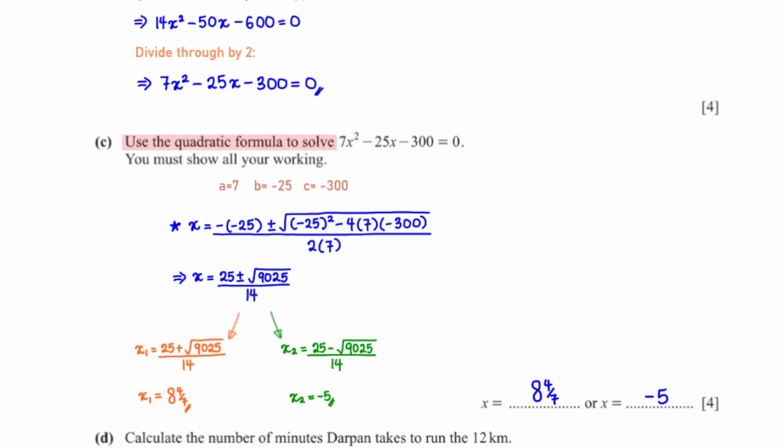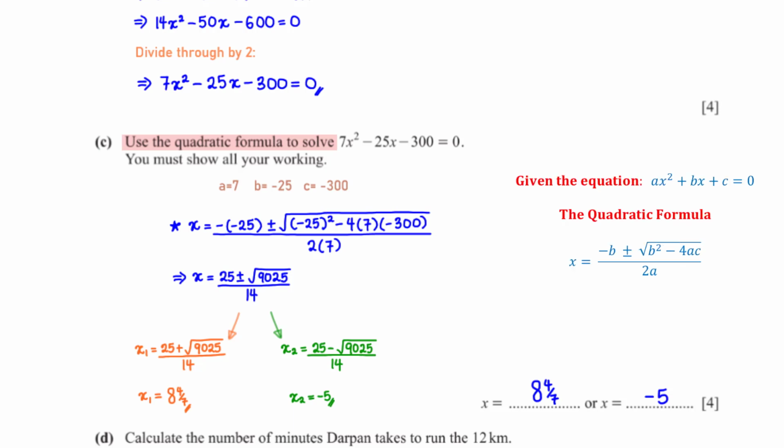Use the quadratic formula to solve 7x squared minus 25x minus 300 equals 0. You must show all your working. Here is the quadratic formula. In this case, a is 7, b is negative 25, and c is negative 300. When we plug in these values into the formula, this is what we have.